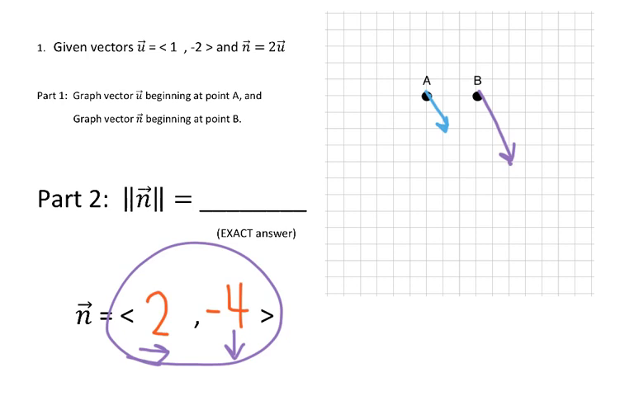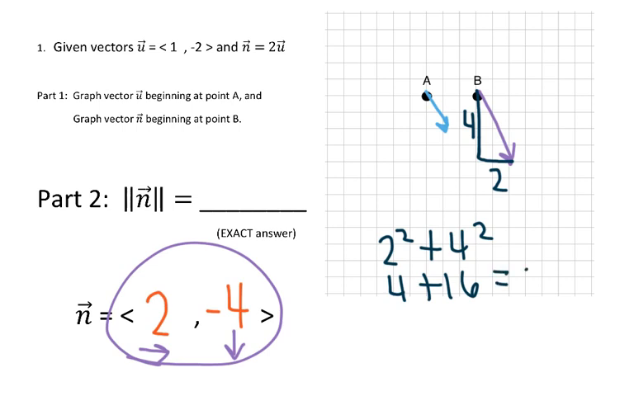Now it says that I need to find the exact magnitude. How do we find magnitude? Well, this is where I like to use the Pythagorean theorem. Okay, so I know that that is 4 and that is 2. So when I use the Pythagorean theorem, I'm going to say 2 squared plus 4 squared. That's 4 plus 16, which is equal to 20.